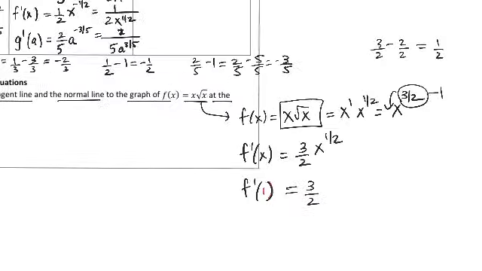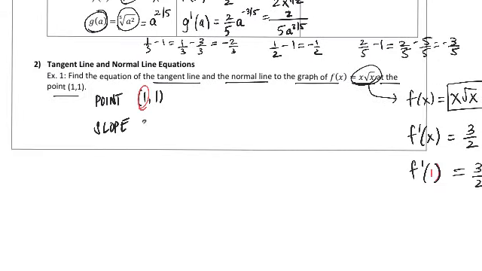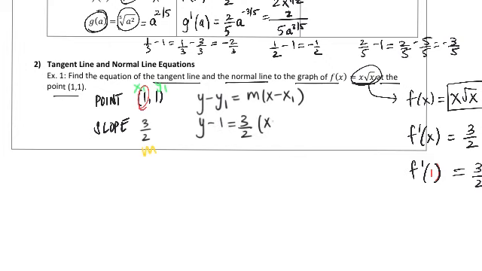So the slope of this graph at x equals 1 is 3/2. And now I'm ready to write the tangent line equation. y minus y1 is equal to m times the quantity x minus x1. This right here is your x1, y1, and this right here is your m. So I can write y minus 1 is equal to 3/2 times the quantity x minus 1.